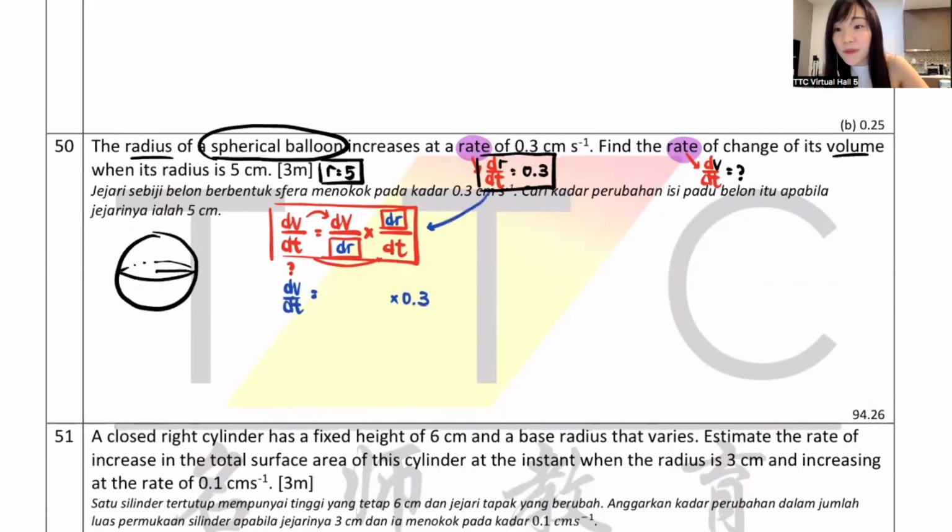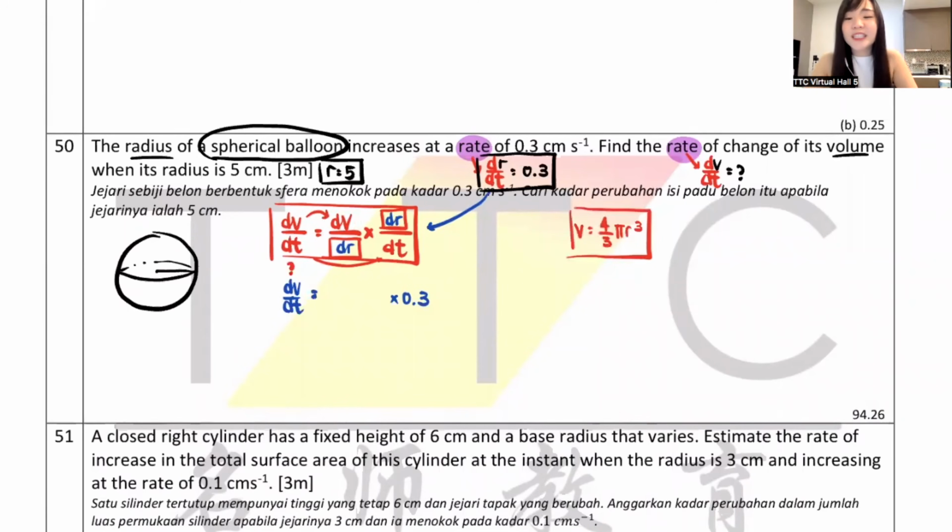In the middle, I need dV/dr. But the question has no dV/dr. I need to differentiate it, and to differentiate it, I must have the equation. But the equation is not given either. So you should have the equation yourself. dV/dr means you should differentiate V in terms of r, so you should have a V equation. You are doing a sphere, so you must memorize the volume formula for a sphere. The volume formula for a sphere is 4/3 pi r cubed.